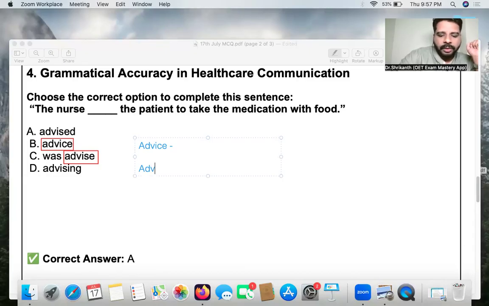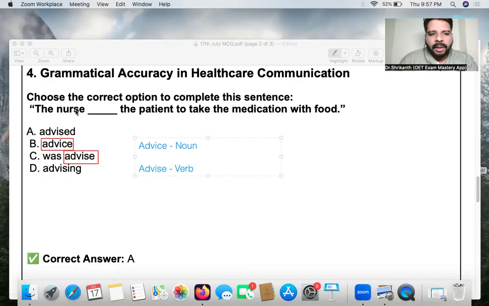What is the difference? Especially in OET writing, when you will be writing your OET letters, and even in listening also, fill in the blank questions, sometimes you may have to write advice, but you have to write the correct spelling. So those who do not know, always remember this. When we write advice with a C, that means it is a noun. When we write advise with an S, that is a verb.